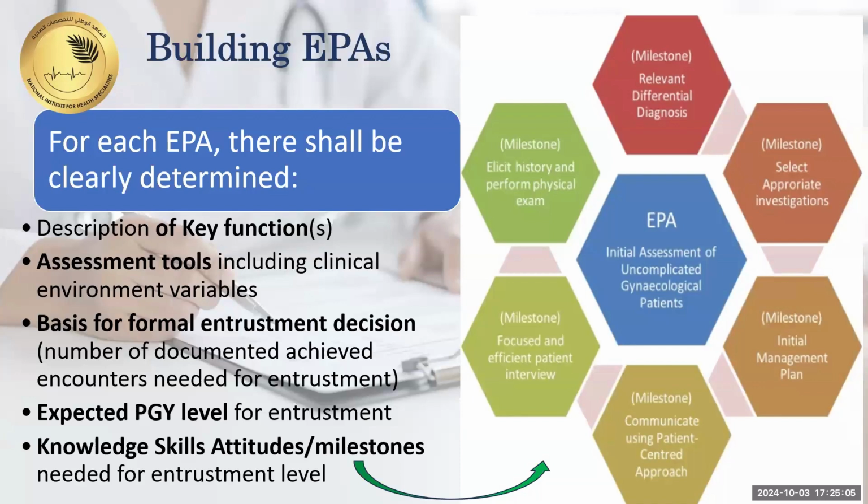How many documented encounters need to be achieved for somebody to demonstrate to the faculty, the PD, and the CCC to say, okay, that person can do and can be entrusted to do that particular activity. There is also a very important aspect: when do we expect that EPA to be fulfilled? And then there is a list of knowledge, skills, attitude, and milestones.